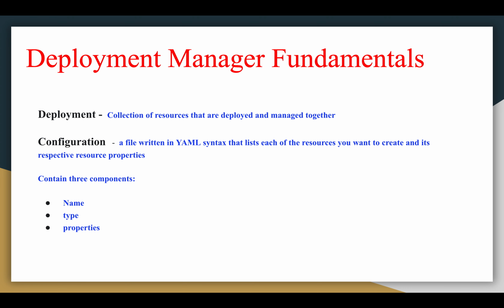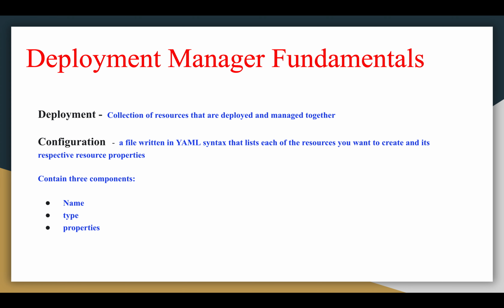First we are going to see what is a template. A template is a collection of resources that are deployed and managed together using a configuration. Next we are going to see what is a configuration. A configuration describes all the resources we want for a single deployment. A configuration is a file written in YAML syntax that lists each of the resources we want to create and its respective resource properties. A configuration must contain a resources section followed by the list of resources to create.